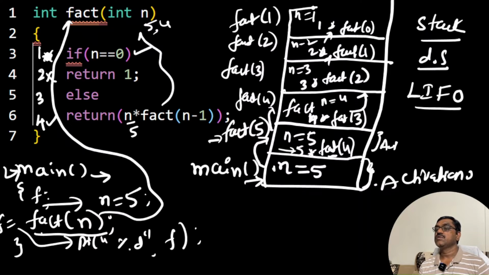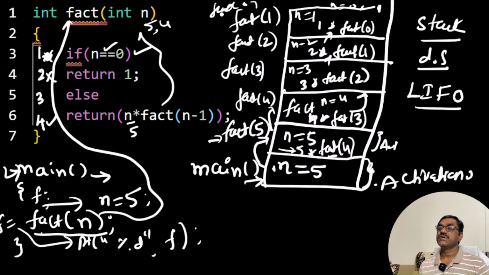Now here there is no place, again we are entering into fact of 0. Here the n value becomes 0. When n equals 0, what value is it going to return? It is going to return 1. So when the first time the n value becomes 0, then return 1 is executed. Return 1 means we are returning the value 1 by terminating the function.